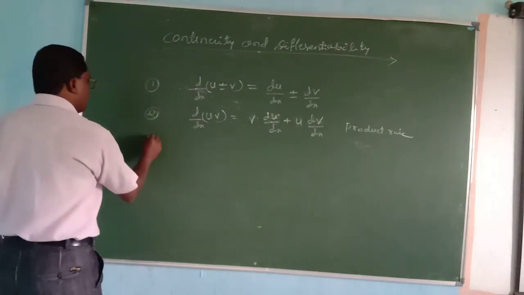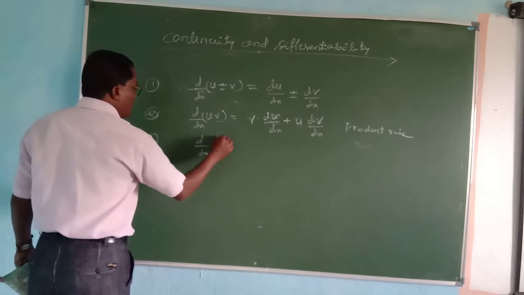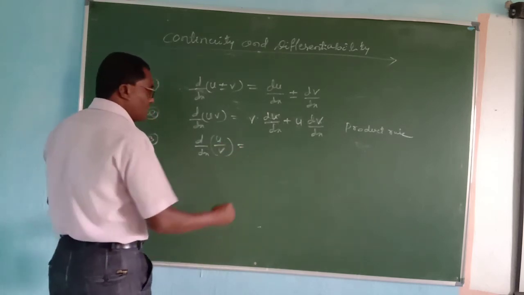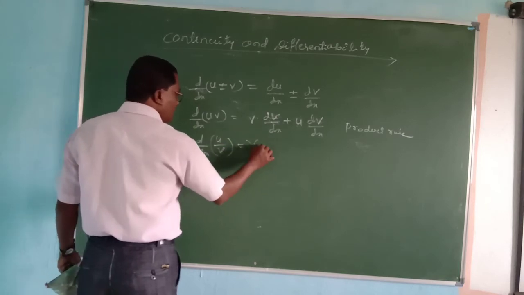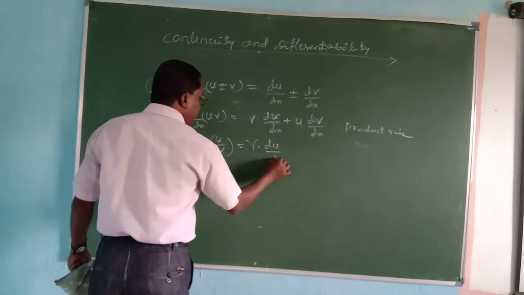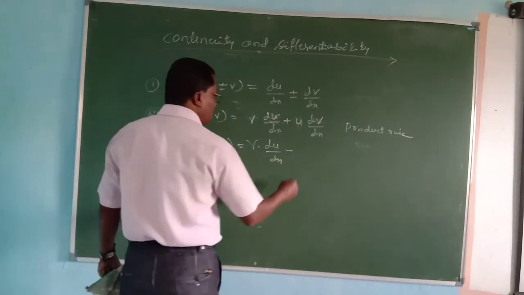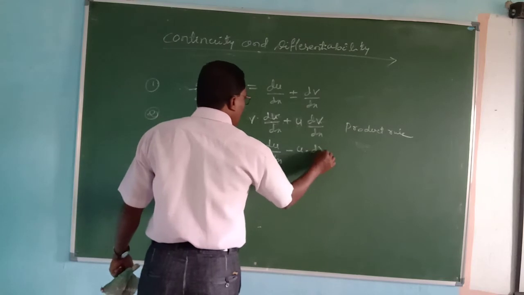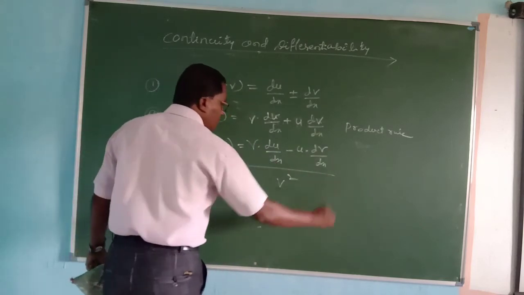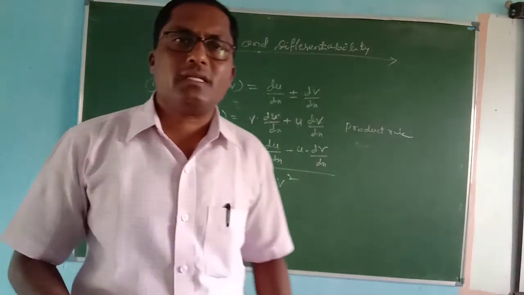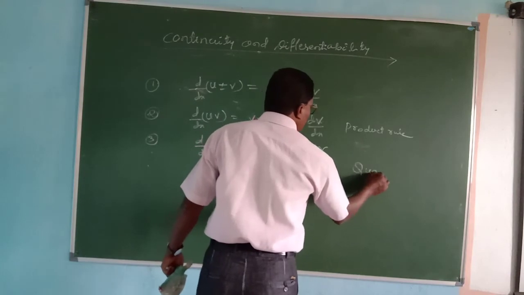Another one is there: differentiation of u by v equals denominator into differentiation of numerator minus numerator into differentiation of the denominator, divided by denominator square. This is called the quotient rule.